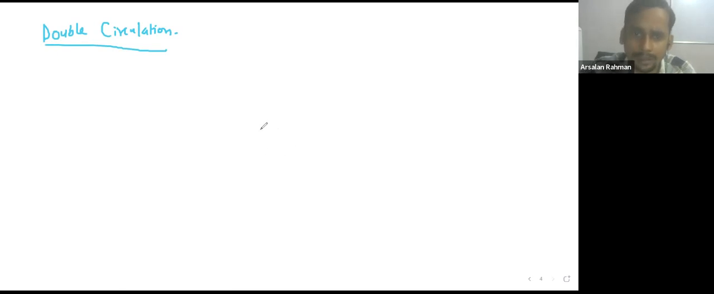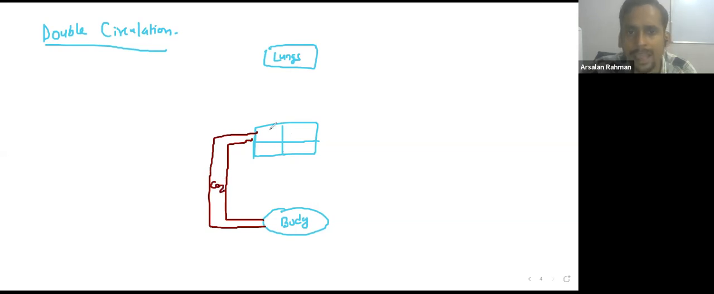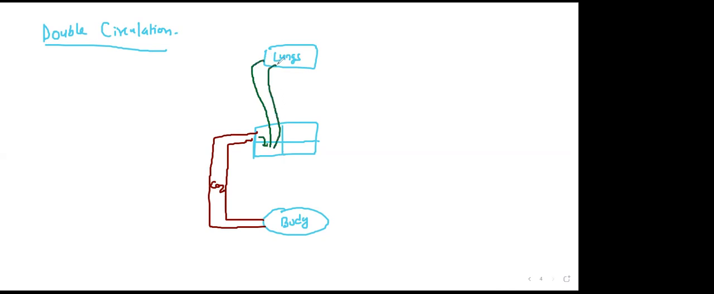Suppose this is heart. Heart is made up of how many chamber, beta? Four chamber. Suppose this is lungs, hai na? And suppose here is a body part. I'm taking any body part. From this body, which type of blood will enter into heart? CO2, deoxygenated. And from here the blood will move towards lungs. Yes or no? Yes. Okay.